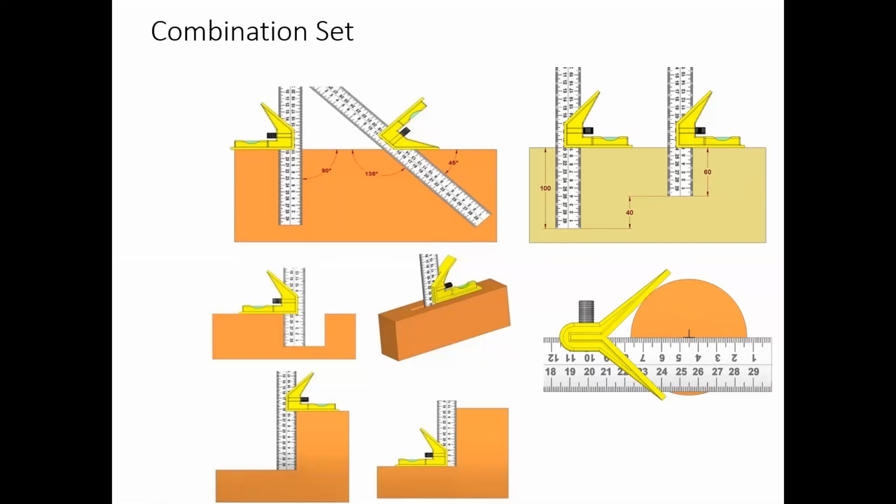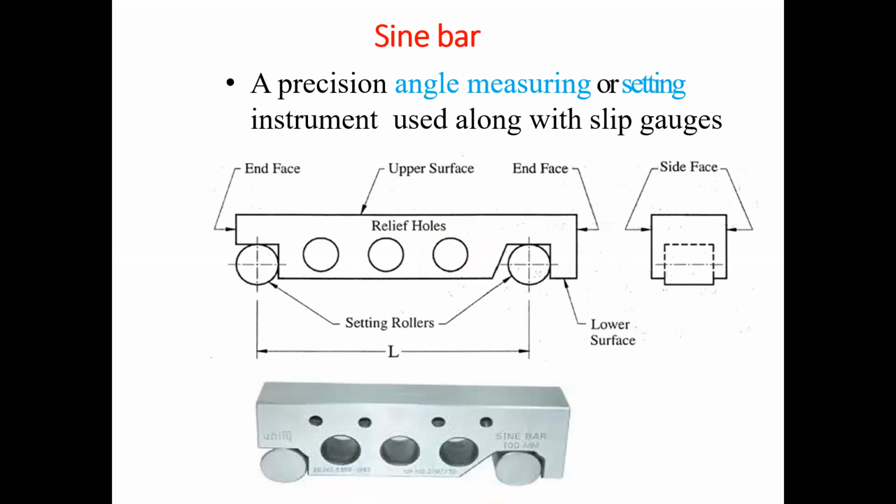Okay, the sine bar is a very accurate instrument when compared with the bevel protractor. Very minute angles, in the order of seconds, can also be measured or set by using this bar. So it is a precision angle measuring and setting instrument. It can be used for angular measurement and for setting a given angle, using it along with slip gauges and a surface plate.